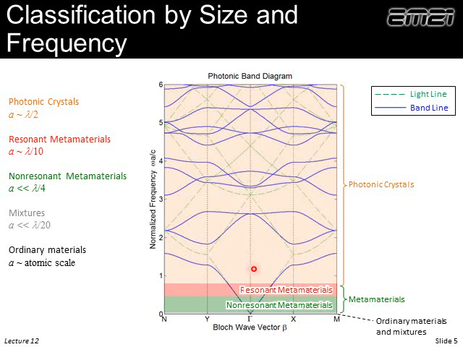Then, above the resonant metamaterials is where we have the photonic crystal regime. And in fact, I guess a photonic crystal regime would go all the way up to extremely high frequencies. But at some point we get to such high frequency that it's not useful as a photonic crystal anymore.